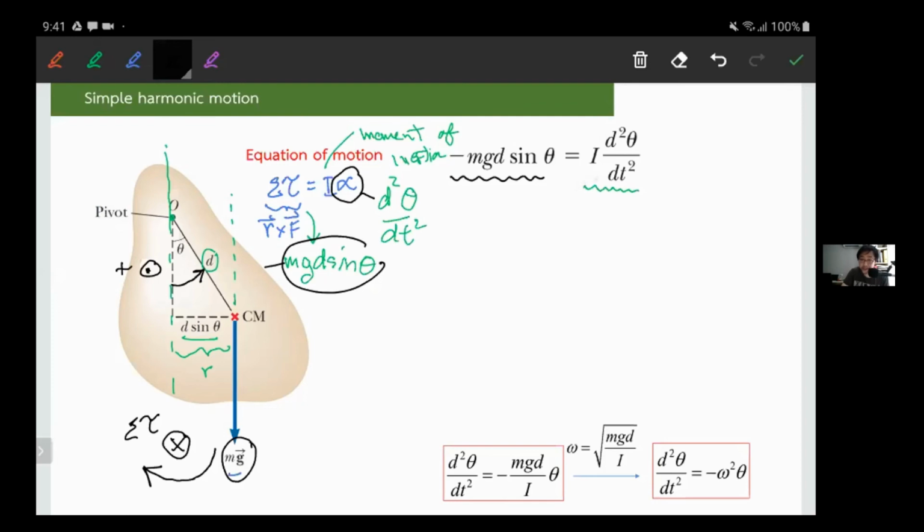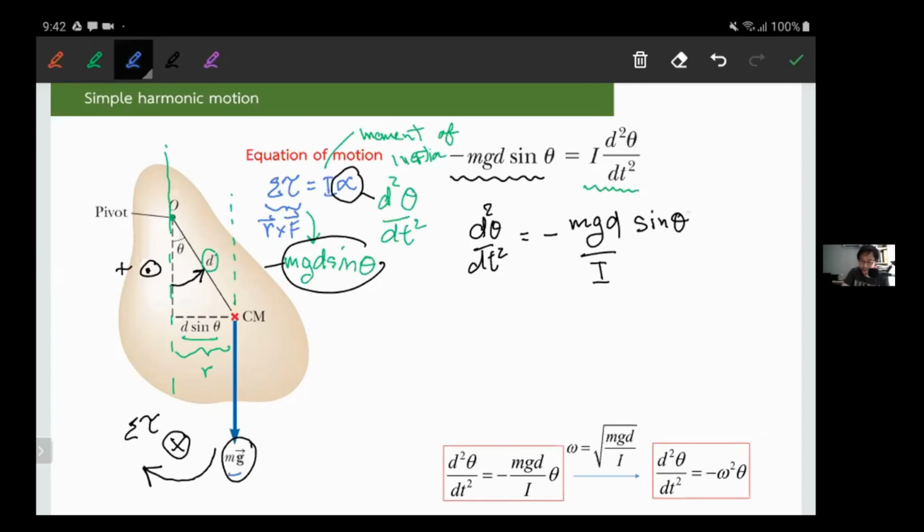Let me rearrange this differential equation. This is the equation of motion. d2 theta by dt2 equals, now I move I to the left. And now you have sine theta left here. This one is unsolvable easily by hand, because you have theta on the left and sine theta on the right. But I'm going to use the same approximation again.